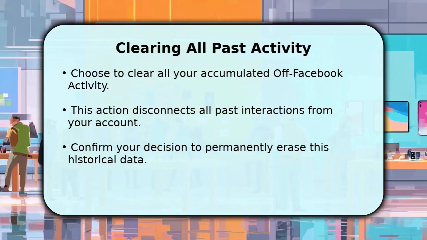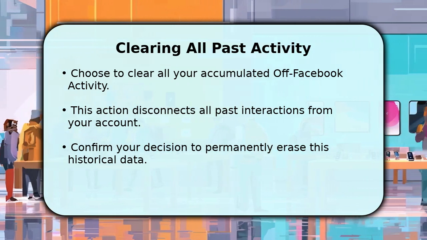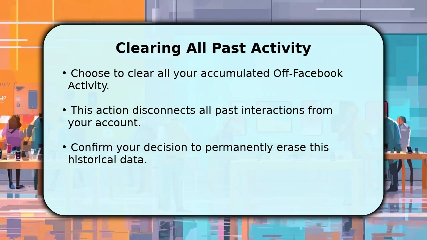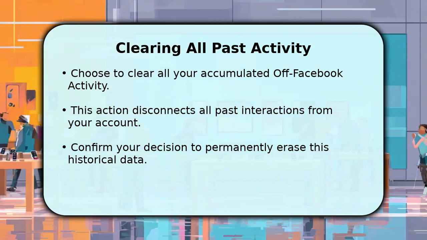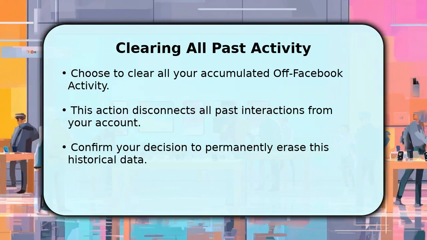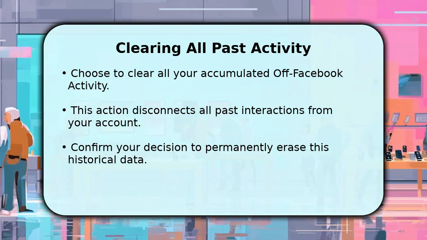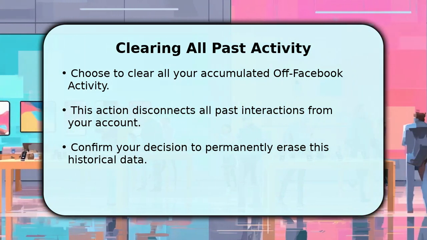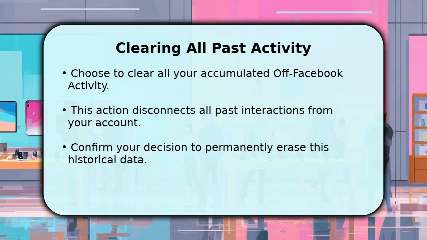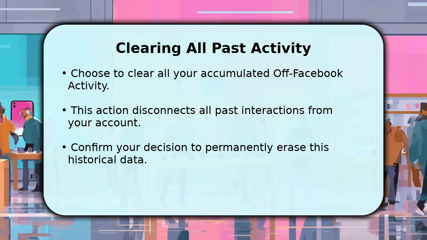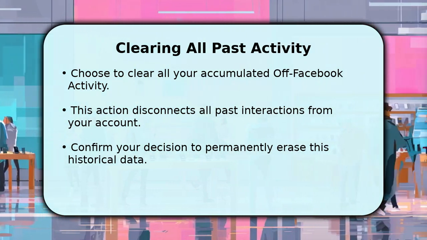If you prefer to remove all your Off-Facebook Activity in one go, simply tap the Clear History button directly within the main Off-Facebook Activity page. This comprehensive action will disconnect all past interactions from your Facebook account. A confirmation prompt will appear, ensuring you understand that this will erase all previously recorded data. Once confirmed, your entire Off-Facebook Activity history will be cleared permanently from the platform.